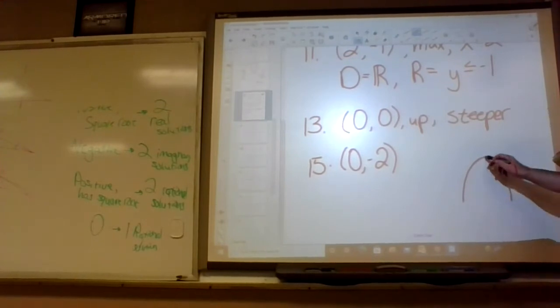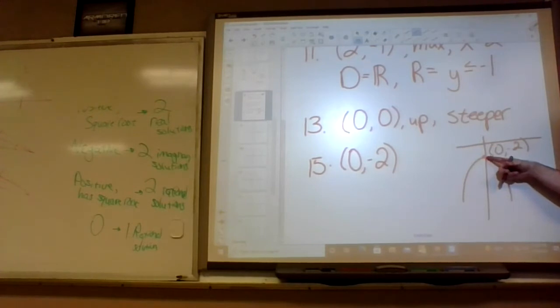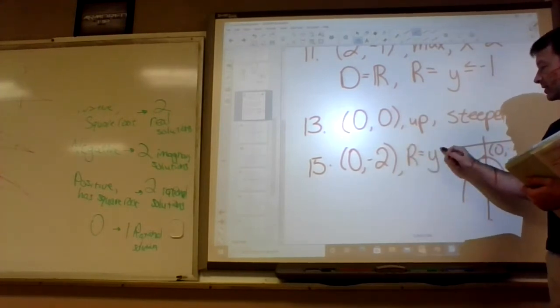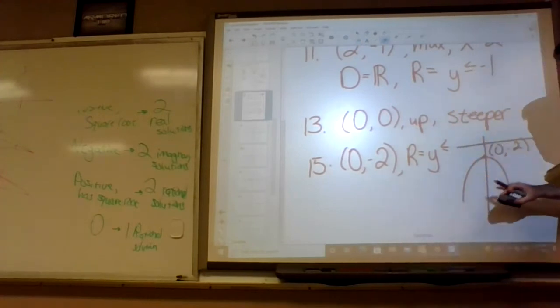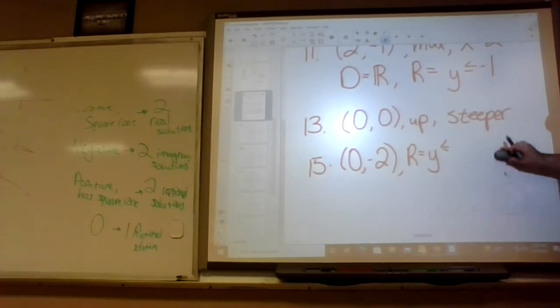And the parabola is going down, what would the range be? Well, the highest y value would be at the vertex, -2, and everything below that would be covered on the y's. So the range would equal y is less than or equal to -2. -2 would be the highest value, so everything below -2.